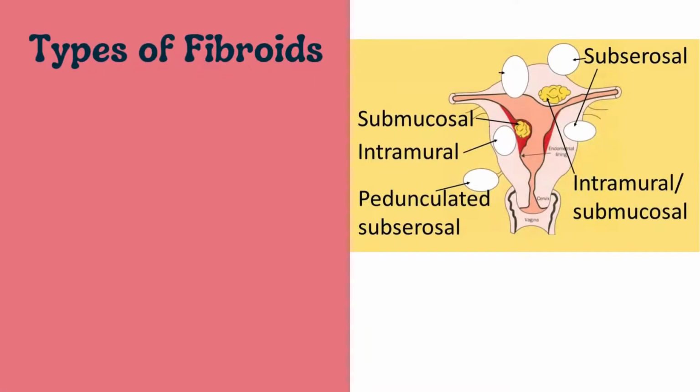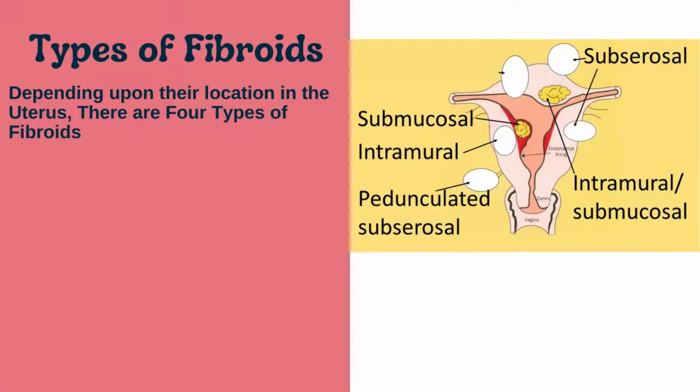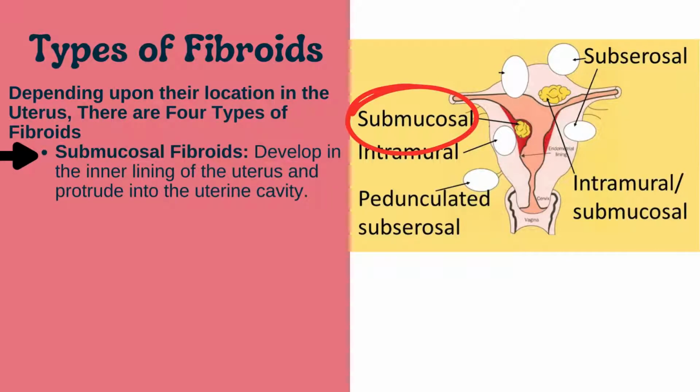Types of fibroids, depending upon their location in the uterus. There are 4 types of fibroids. Submucosal fibroids develop in the inner lining of the uterus and protrude into the uterine cavity.